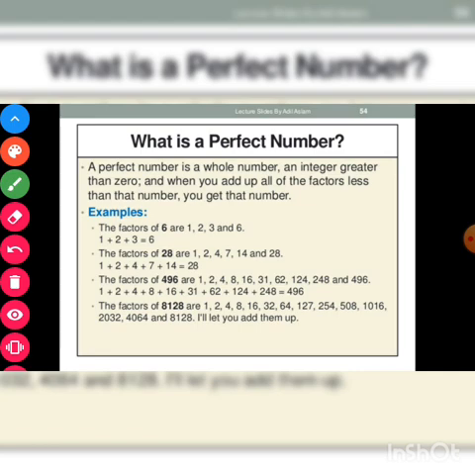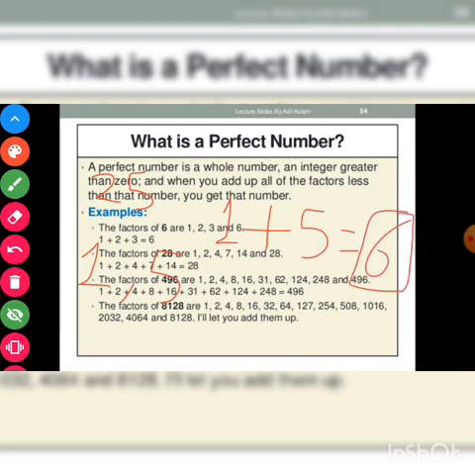Now one more example I am giving you. Let us take 25. 25 is not a perfect number. Let us find the factors of 25. The factors of 25 are 1 and 5, because we cannot consider 25 there, and if you sum them, you are not getting 25. So that means 25 is not a perfect number.